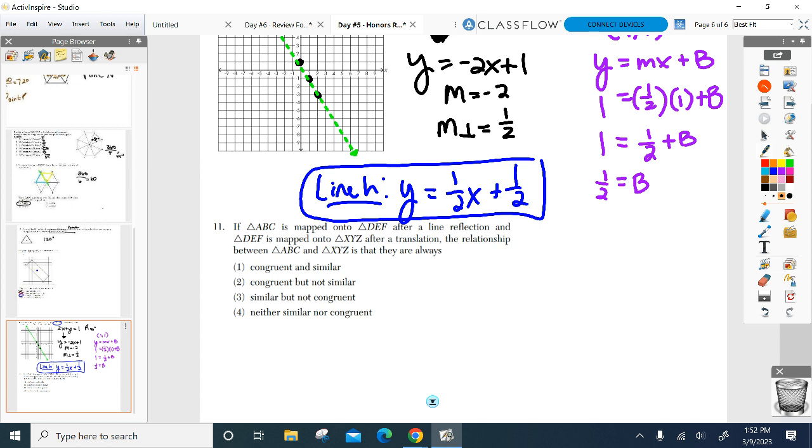And finally, line reflection. Are we changing the side length or angle measures? Translation, sliding. Does it matter if I slide up, down, left, or right? Am I changing the sides or the angles? So definitely congruent. And we've learned all year long if 2 figures are congruent, they're also similar.